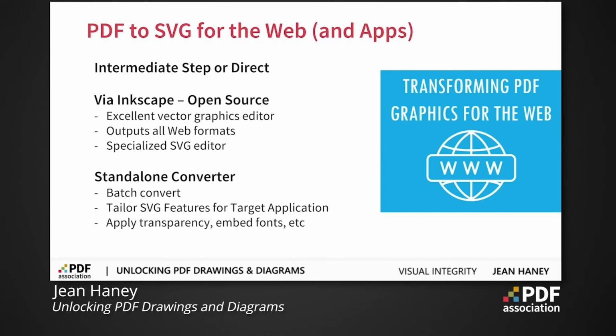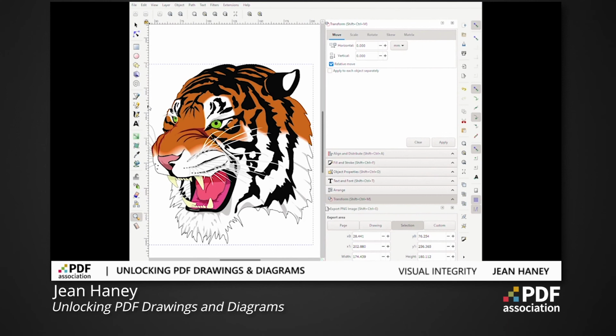It's a specialized SVG editor which opens PDFs ready for modification. There are also standalone and batch converters for transforming PDF to SVG, with features to optimize display and handle some of the font traps we've talked about. In this demo, we'll look at how easily PDF graphics can be moved online.